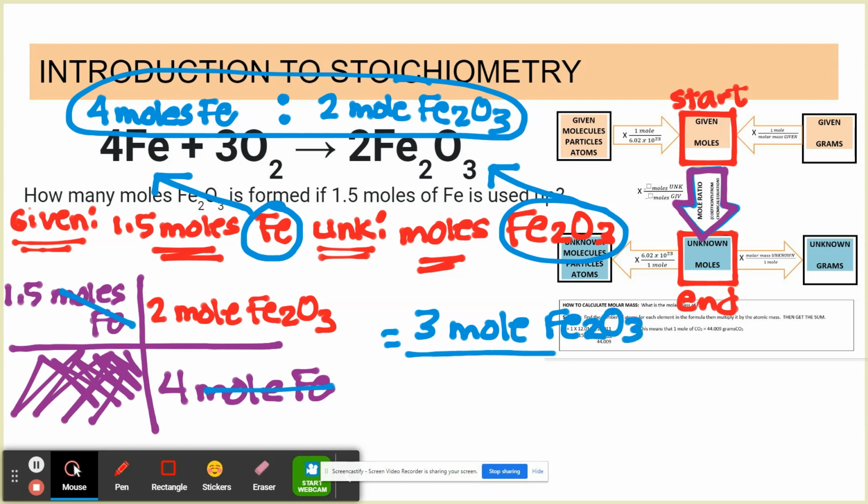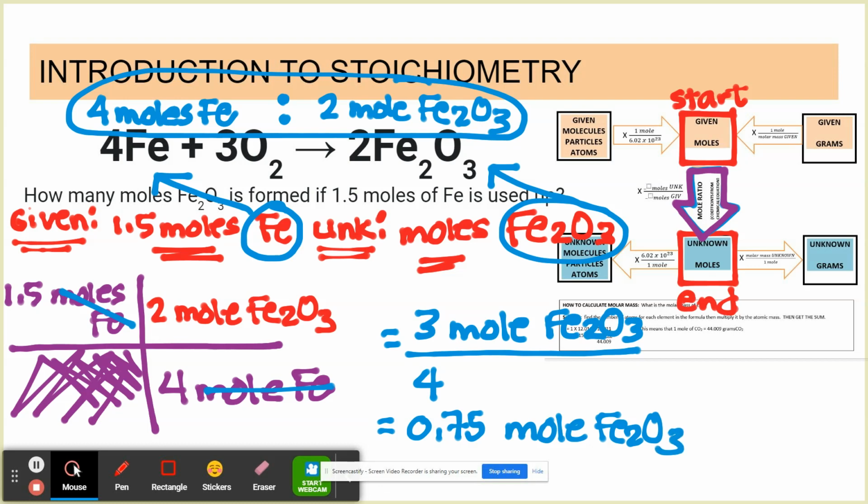We do exactly the same thing for all the boxes at the bottom, but there's only one thing there, and it's a 4. So it's just going to be over 4. Right. Now you can divide those numbers. So 3 divided by 4 is 0.75. Okay. And the final answer is 0.75 mole Fe2O3. And that's the answer right there.